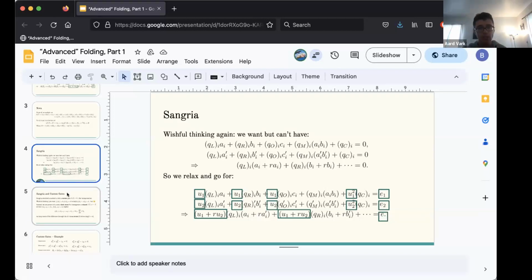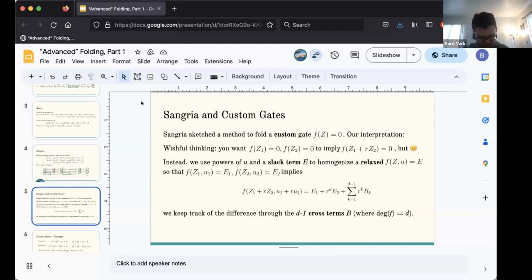Okay. So we've done this folding thing with Nova, and we've done it with Sangria, which is folding with Plonk. And Sangria also suggested you could fold almost any sort of gate. Whenever you have a gate that's some polynomial condition, f of z equals 0, the dream is you could take a linear combination of two z's and have f of z1 plus r z2 equals 0. But of course, algebra doesn't work that way. So what you do is this bit of algebra.